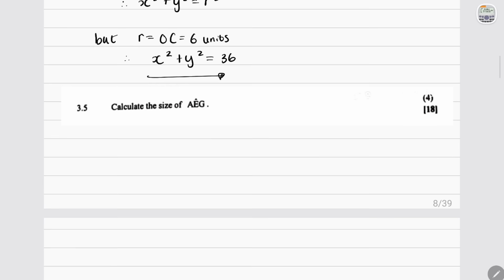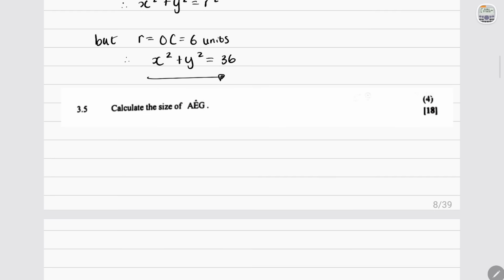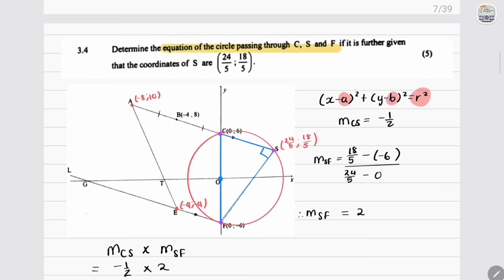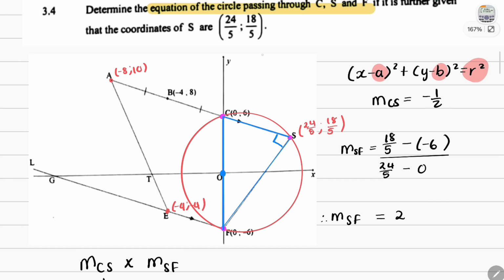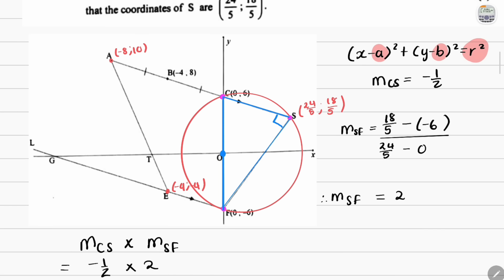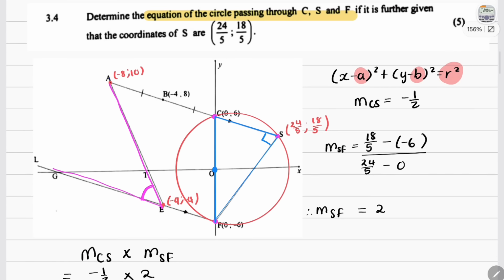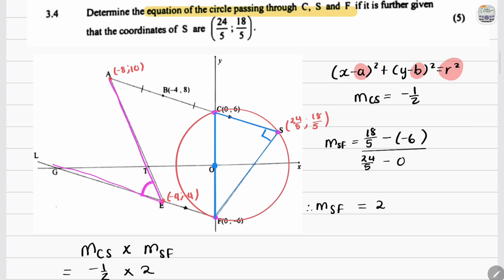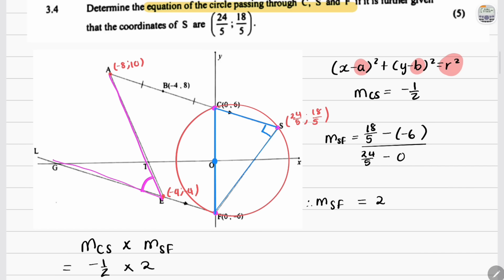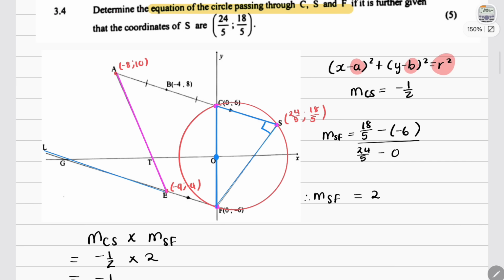The last question for question 3 says, calculate the size of angle AEG. Let's spot angle AEG so we can find its size. So AEG is this angle over here. How do we find that? I can see there's 2 ways to find it really. But regardless, we do have these lines' equations, and so we have their gradients. You always look at the lines that create that angle. So we have AE, and then we have this line, GE. Because those create that angle, here's what I can do.